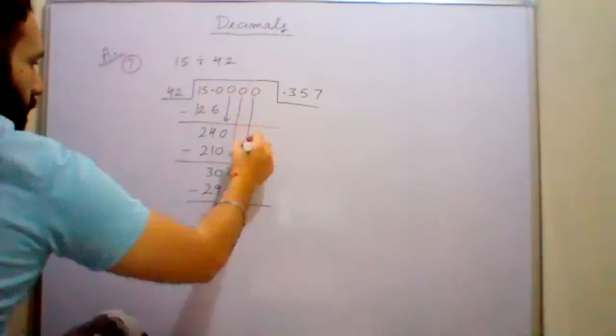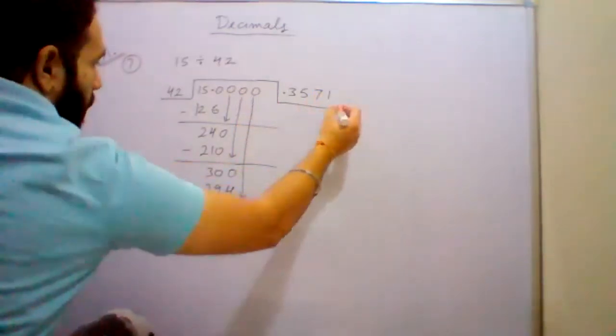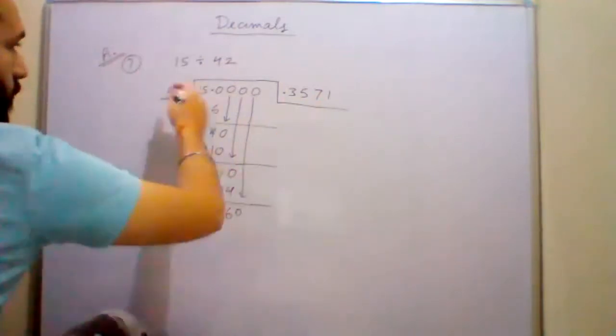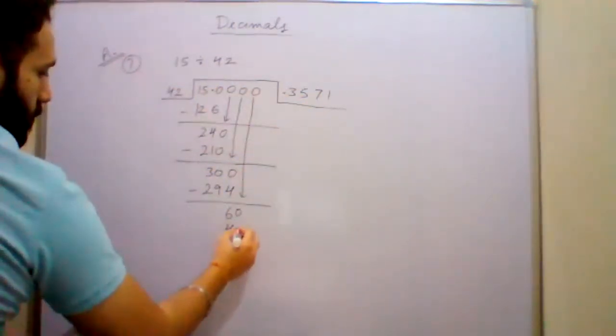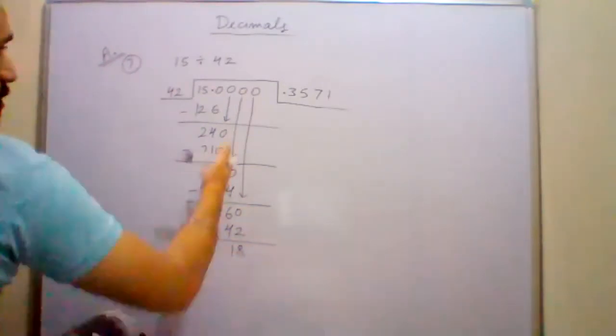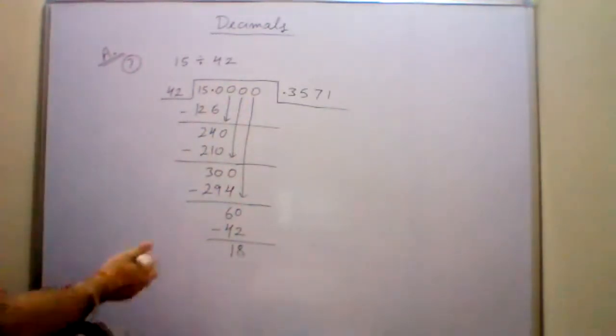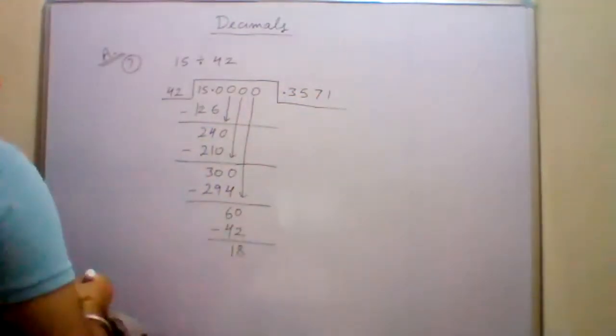Another 0 you can copy down, 60. It goes one time. So 42 into 1 is 42. Subtract this, you get 18 as the remainder. So again, you see that the remainder is not coming 0. You will not get the remainder as 0. So you can leave the answer in 4 decimal places.